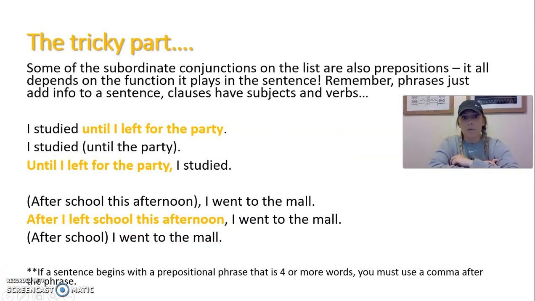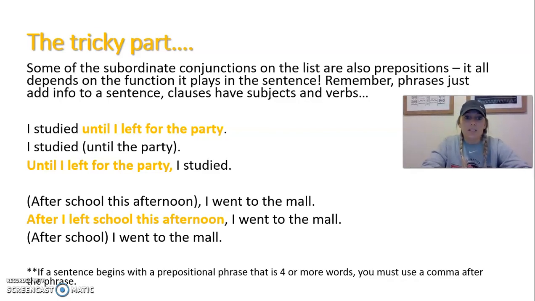Okay, so here's the tricky part, is that if you look at your list of subordinate conjunctions and you also think back to prepositions, there are quite a few subordinate conjunctions on that list that are also prepositions. So it all depends on how it's used. So this is where you have to remember the difference between a phrase and a clause, right? Prepositional phrases add information to a sentence. Prepositional phrases do not have subjects and verbs. Clauses always have subjects and verbs.